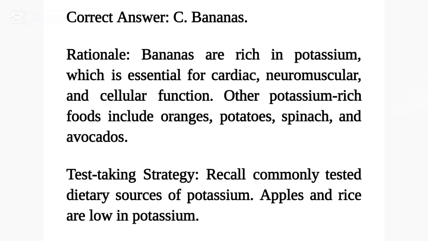C. Bananas. Rationale: bananas are rich in potassium, which is essential for cardiac, neuromuscular, and cellular function. Other potassium-rich foods include oranges, potatoes, spinach, and avocados. Test-taking strategy: recall commonly tested dietary sources of potassium. Apples and rice are low in potassium.